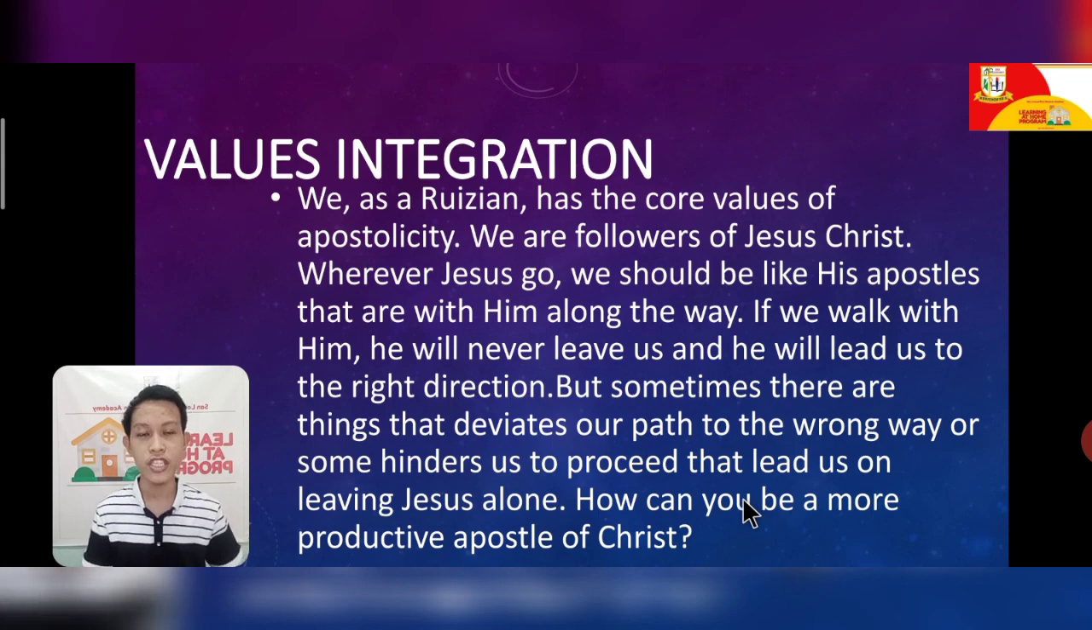We, as Rowesians, have the core value of apostolicity. We are followers of Jesus Christ. Wherever Jesus goes, we should be like his apostles who are with him along the way. If we walk with him, he will never leave us and he will lead us in the right direction. But sometimes, there are things that deviate our path to the wrong way or hinder us from proceeding, which lead us to leaving Jesus alone. How can you be a more productive apostle of Christ?